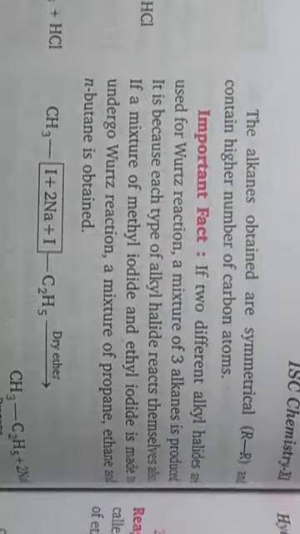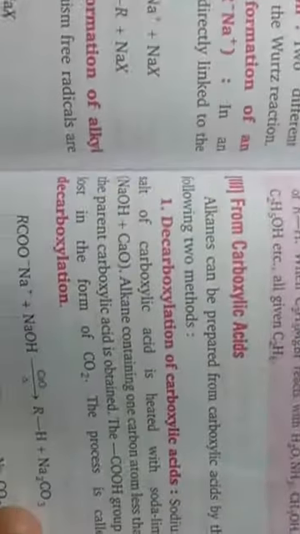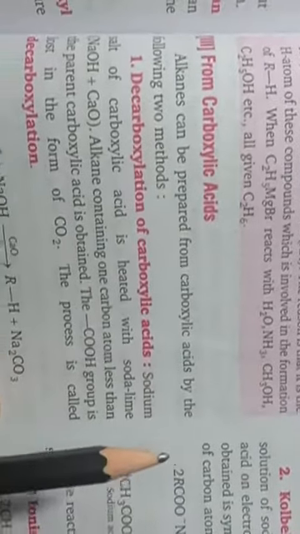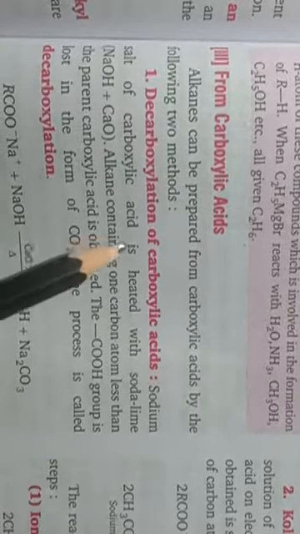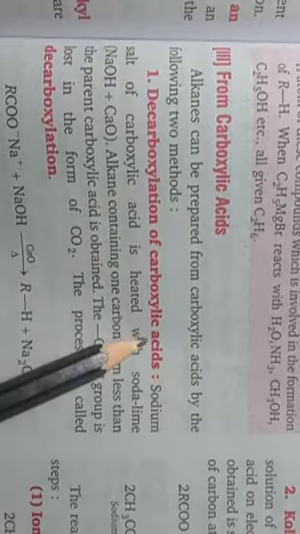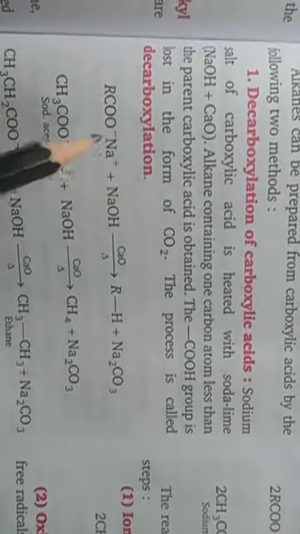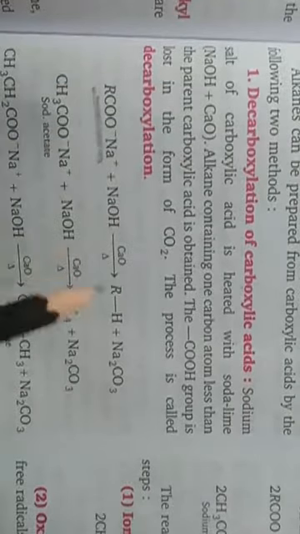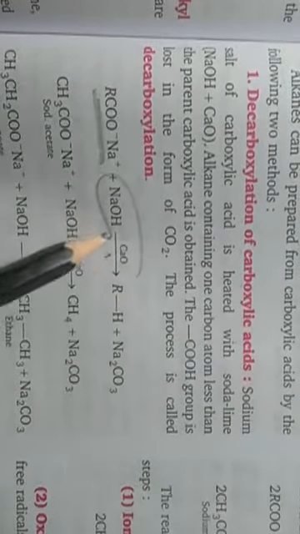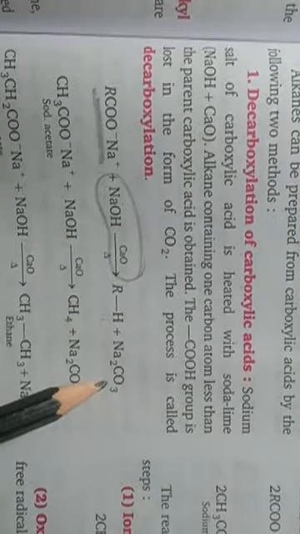Okay students, the next is from carboxylic acids. And from carboxylic acids we can use two reactions here. First is decarboxylation of carboxylic acid. So when the sodium salt of a carboxylic acid is heated with soda lime, alkane plus sodium carbonate is formed.